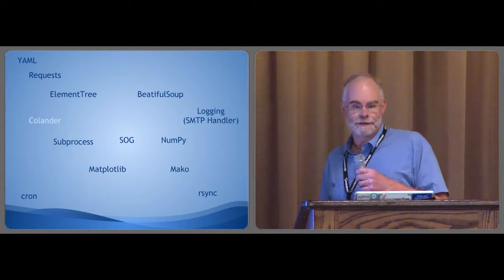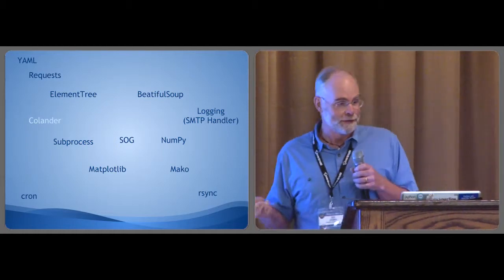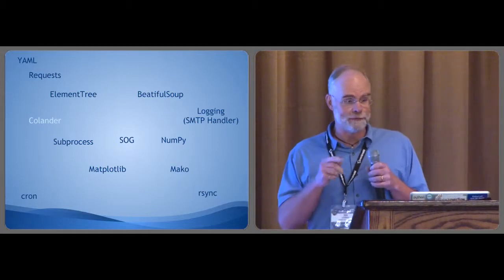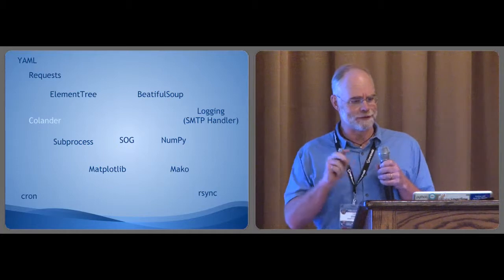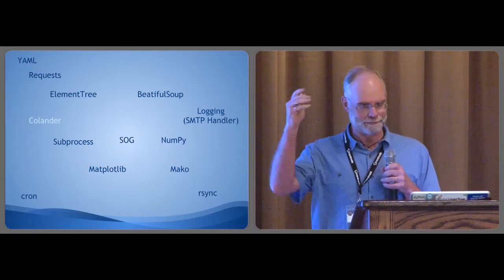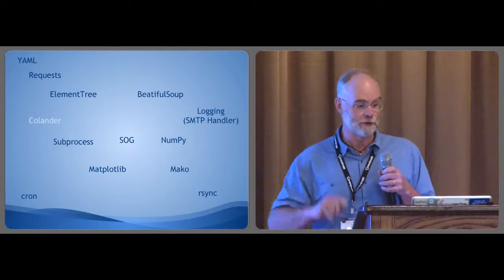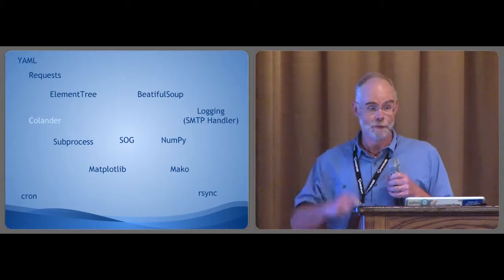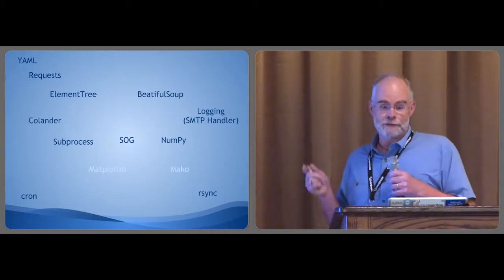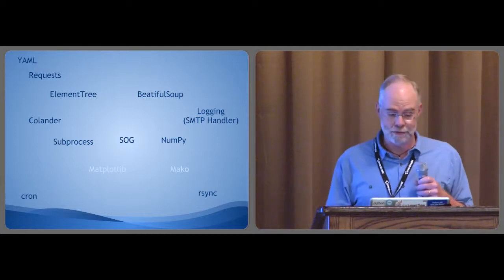Colander. Colander is a validation and data serialization library that comes from the Pyramid ecosystem. You often see it in web apps. In this case, I'm using it to pave over SOG's kind of idiosyncratic input file structure and syntax that's kind of hard to deal with, and there's several thousand lines of it. So I use Colander to pave that over with YAML to make it more readable, more flexible. In the end, SOG needs to report its results, looking nice on the web. Matplotlib and Mako do that for us.